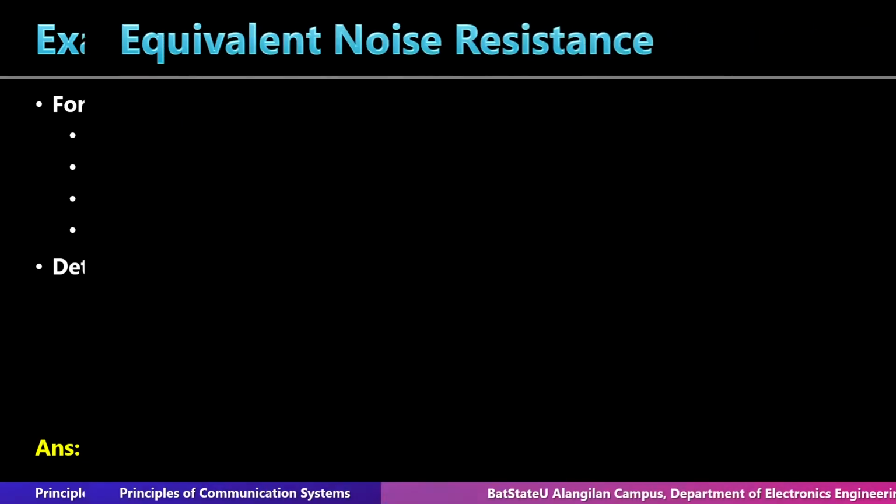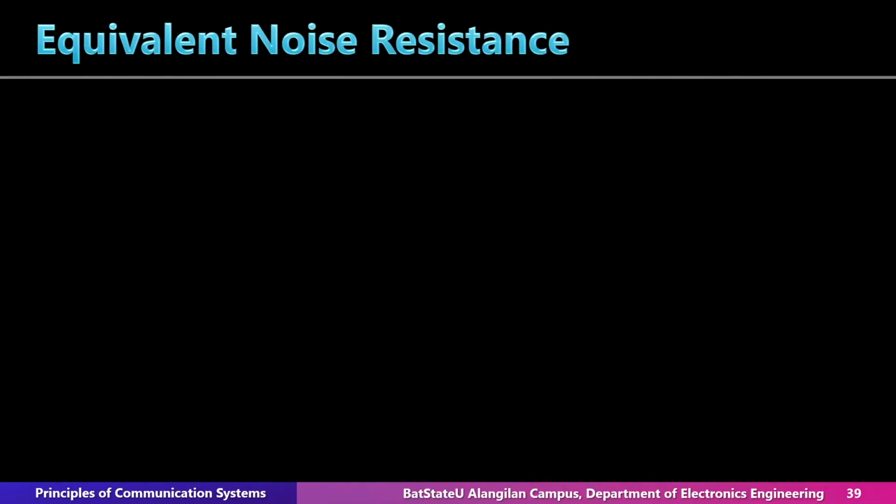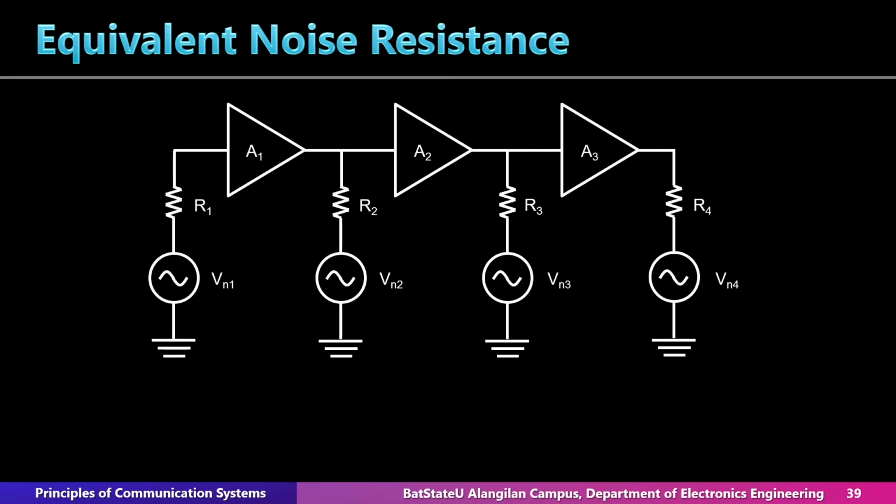Now, let us discuss another topic, the equivalent noise resistance. This is not really an actual resistor, it cannot be measured by an ohmmeter. This is a fictitious resistance that we use to indicate the amount of noise present. So if we have a system of amplifiers in cascade, connected in series, just like this, this is the noise voltage generated by the resistor R1.